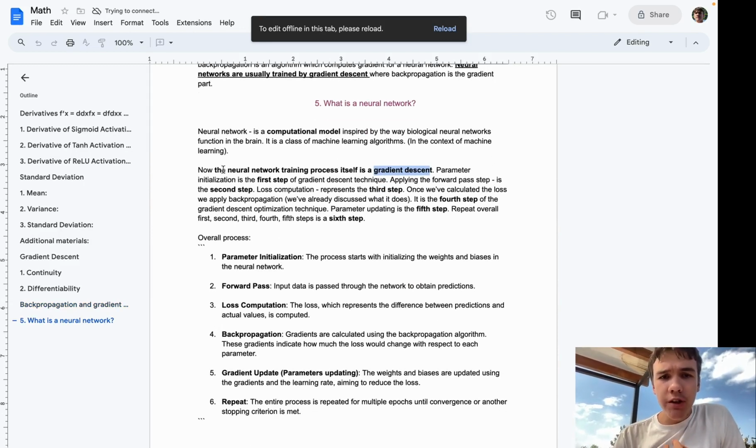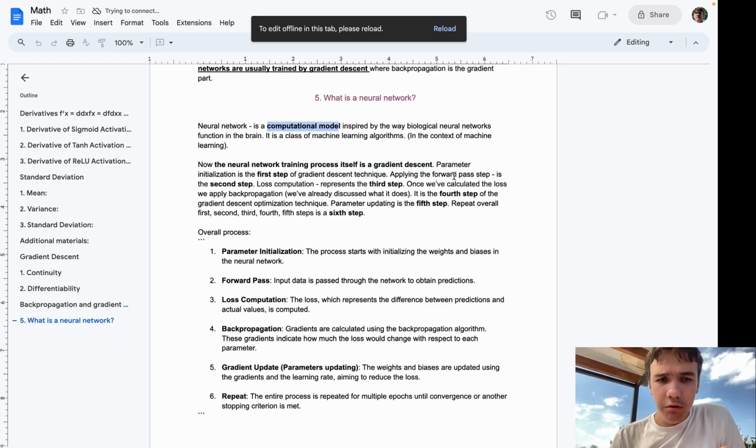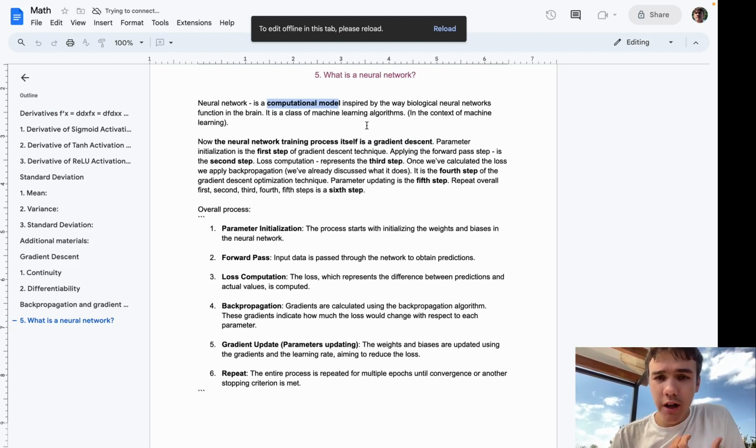So again, the neural network training process itself is gradient descent, and gradient descent is the optimization technique, but a neural network is a computational model. And later we will see what steps gradient descent itself includes. So parameter initialization is the first step of the gradient descent technique. So the first step of gradient descent in the context of neural networks is parameter initialization. Okay, this is the first step.